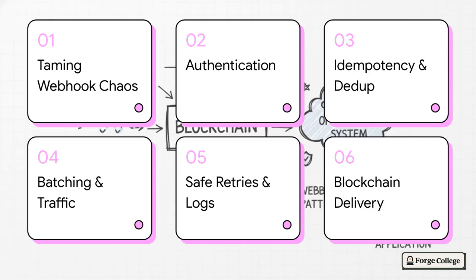Here is the blueprint for our off-chain listener assembly line today. We'll start with taming the webhook chaos, move into authentication, tackle idempotency and double dipping, look at batching and traffic control, cover observability and safe retries, and finally end with the blockchain delivery.